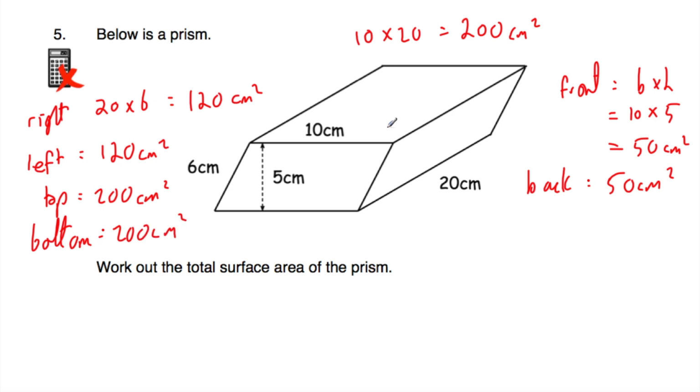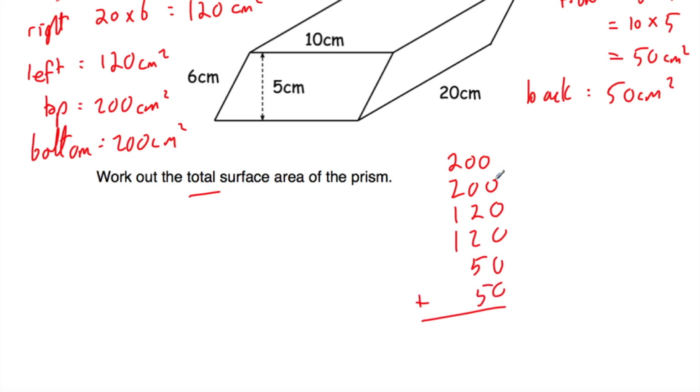We've now got the area of the 6 faces. We've got the front and the back, each with an area of 50 centimeters squared. The left-hand face and the right-hand face, each with areas of 120 centimeters squared. And the top and the bottom, each with areas of 200 centimeters squared. So let's add them together to get the total surface area. So 200 plus 200 plus 120 plus 120 plus 50 plus 50.